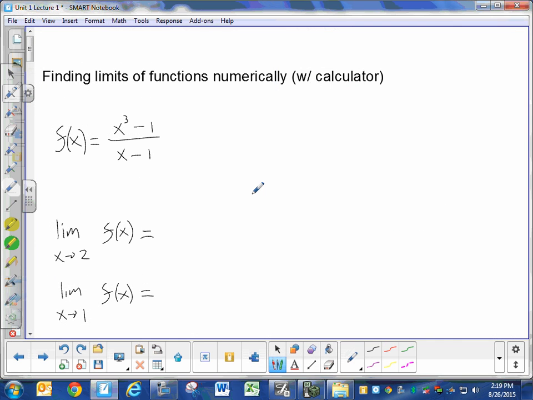Okay, let's look at functions using expressions involving x, like this function x cubed minus 1 over x minus 1. Well, we can use our calculator to figure out some limits if I'm given an equation for this function. So if you have your calculator, break it out.